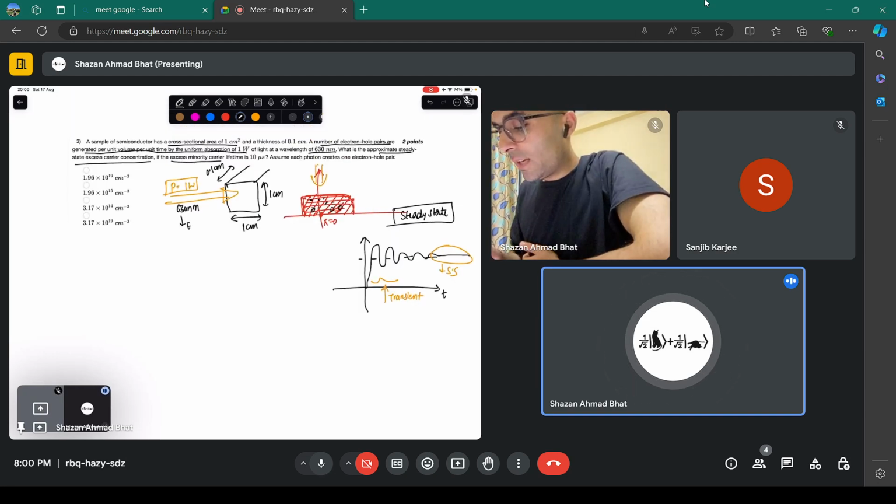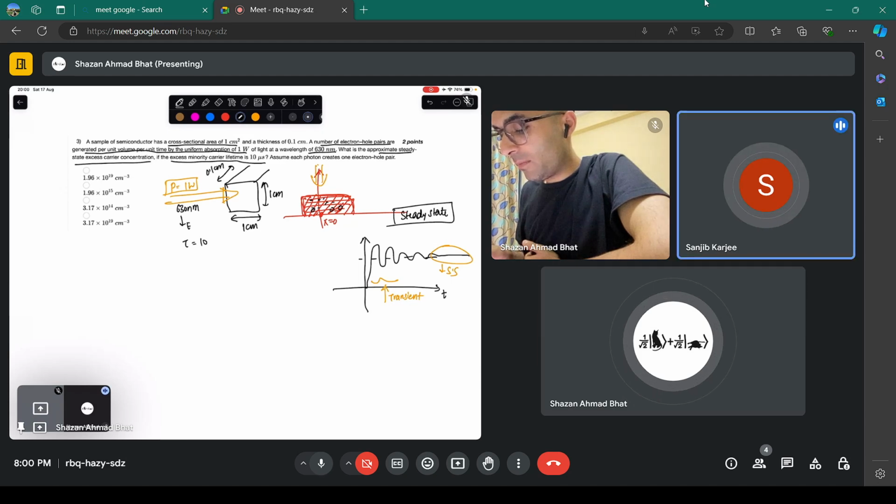If the excess minority carrier lifetime tau is 10 microseconds, that does not depend on time.